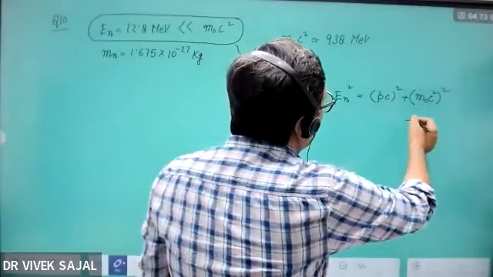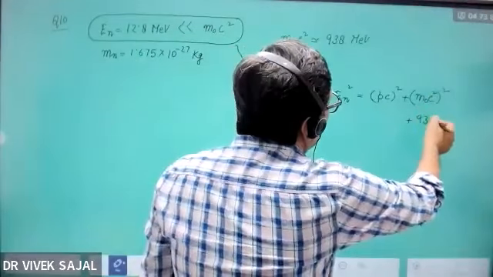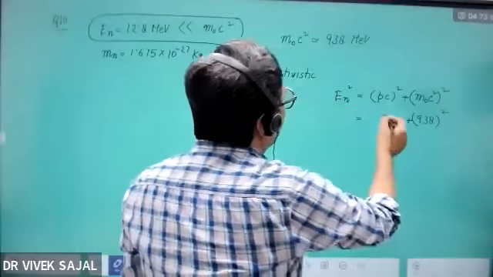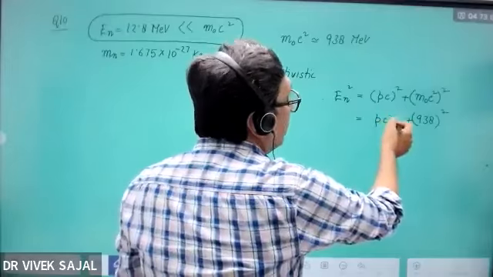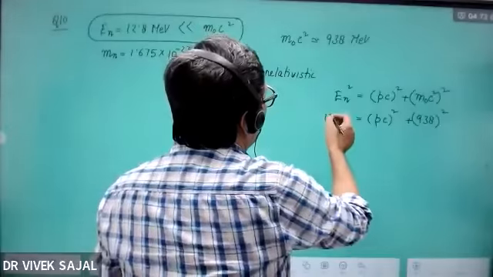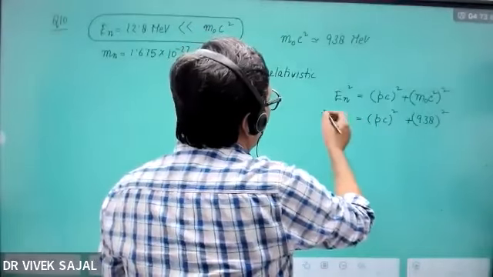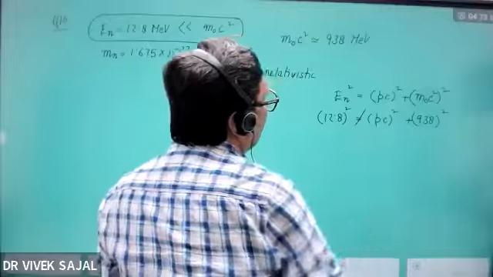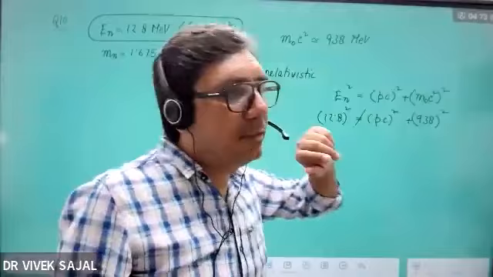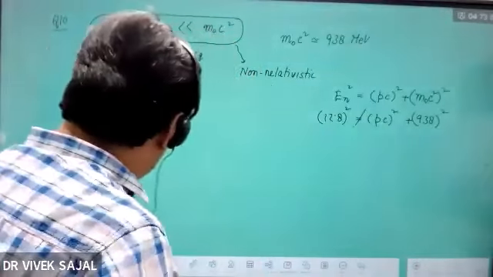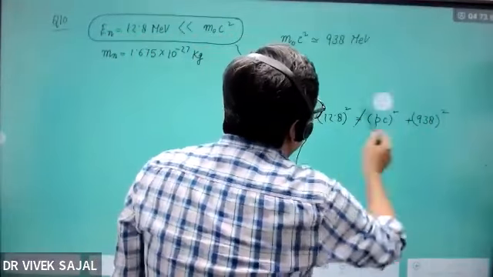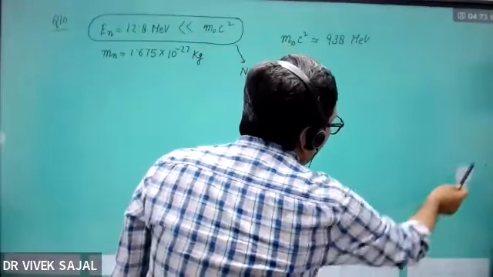So here this will be 938 MeV squared. And on this side you are having PC squared, and here you are having this 12.8 MeV. Is it possible? This is not possible. Here he is talking about the non-relativistic case, so you can remove it. This was just to explain to you.